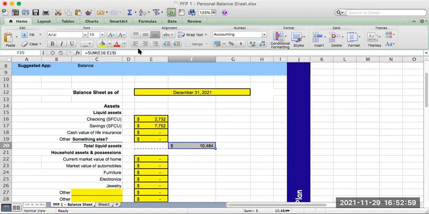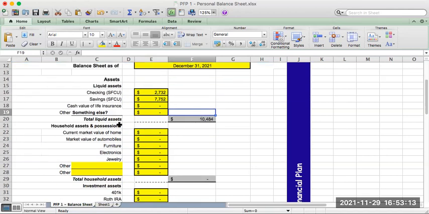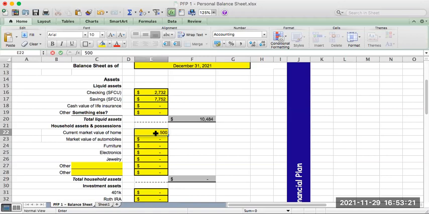Now this gray cell here, if we look, it sums up these 4. So it adds all of these, boom, 10,484. That's your total liquid assets as of this date. Now let's go to your household assets. What's your house worth? Forget whether or not you have a mortgage. We'll talk about that later. Let's say your house is worth $500,000.